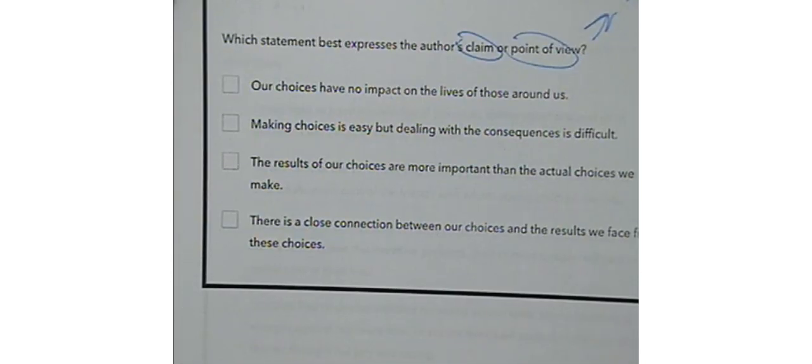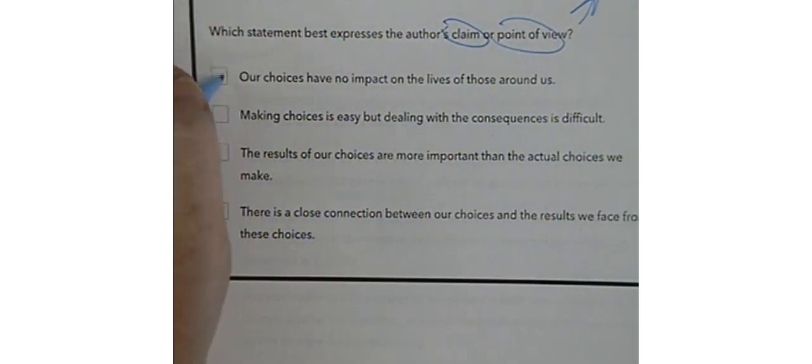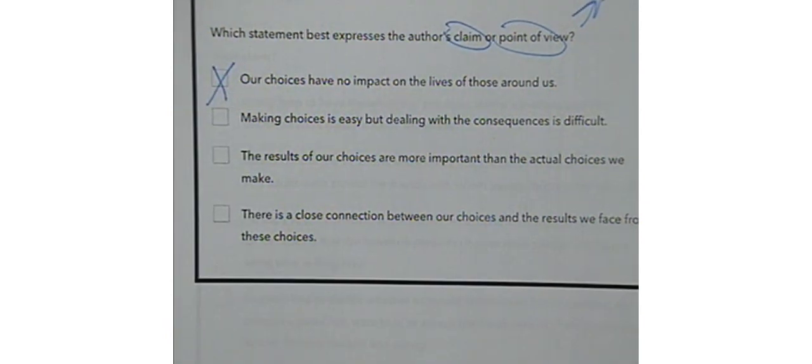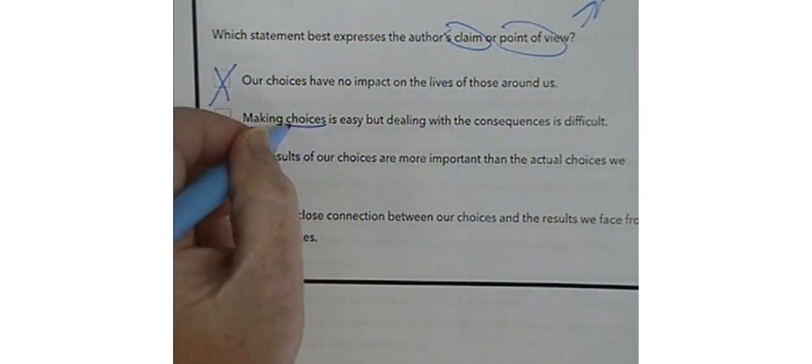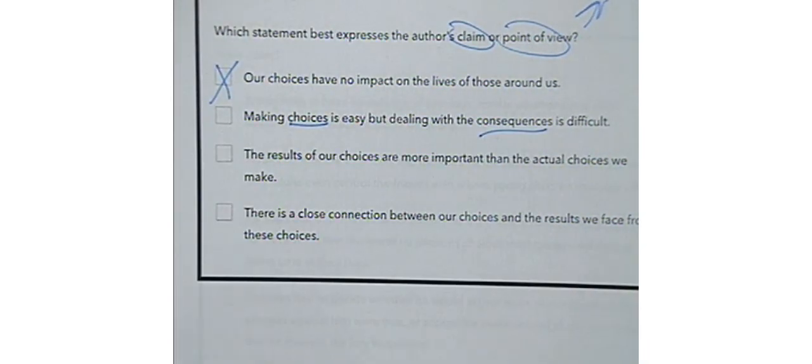So let's see, our choices have no impact on the lives of those around us. Well, nowhere does that have to do with decisions and consequences. Making choices is easy, but dealing with consequences is difficult. So that does include choices and consequences, so we can hang on to it.